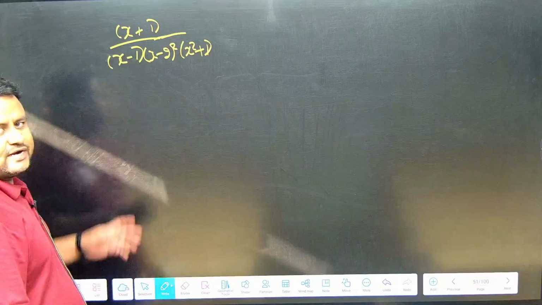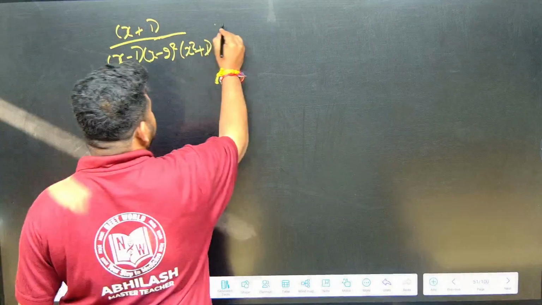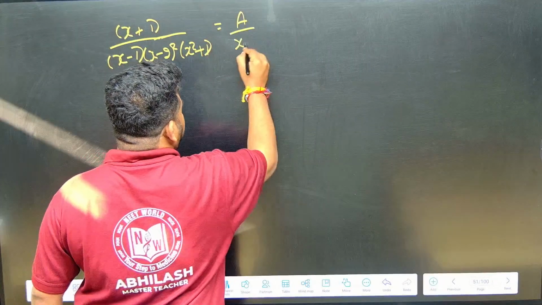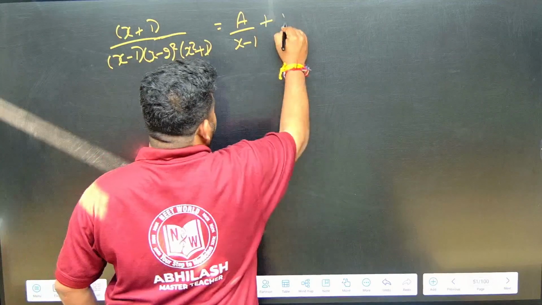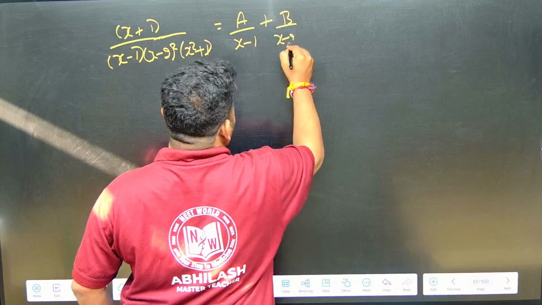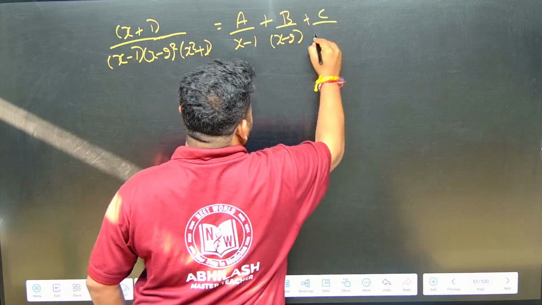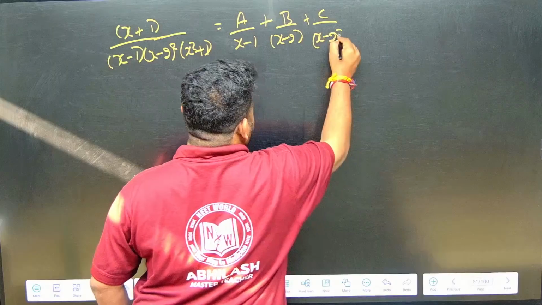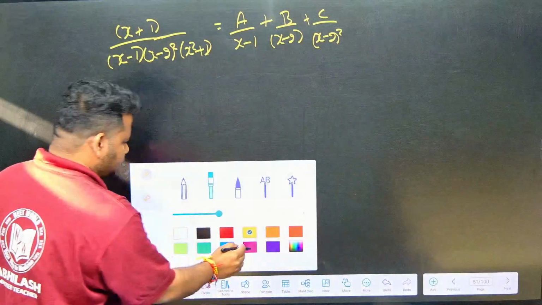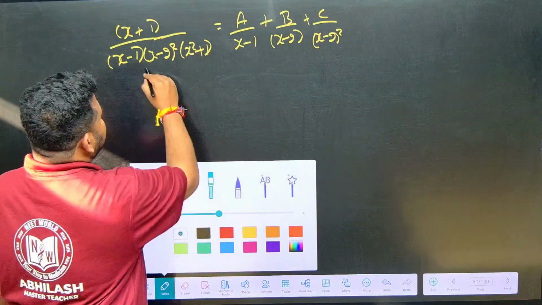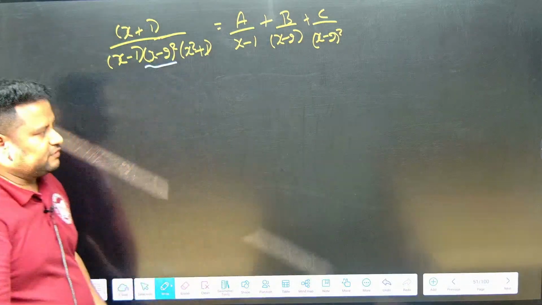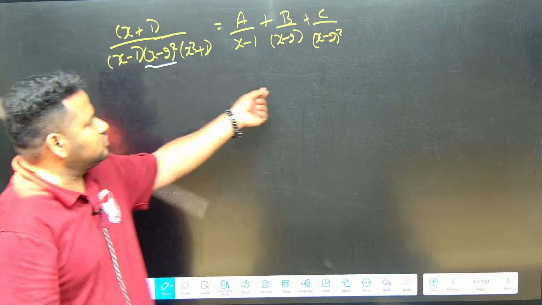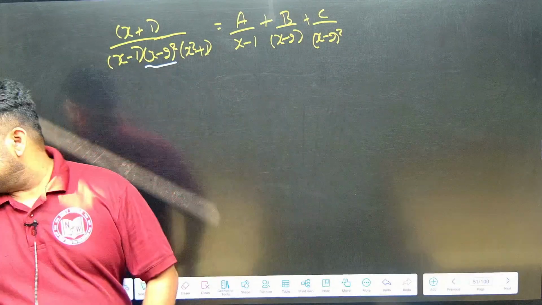If you want to write it in partial fractions, for the linear factor we just write A by (x minus 1). And we are having a square, so what should you do? Plus, we have to write B by (x minus 2), plus C by (x minus 2) whole square, like this. If (x minus 2) whole square is there, you have to do it this way.